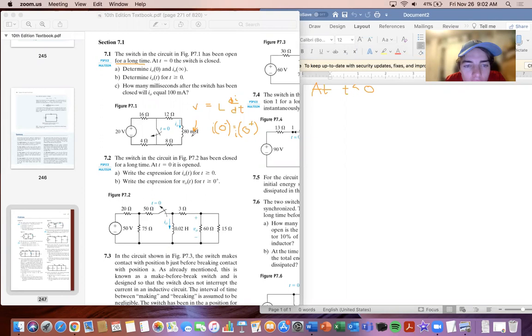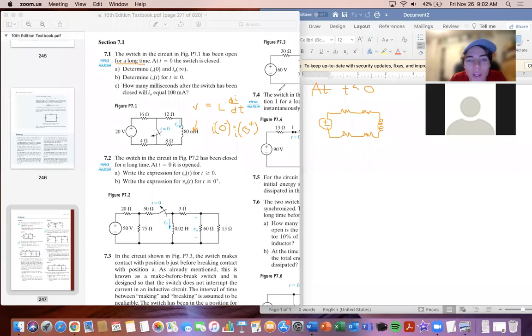Okay, so let's do time less than 0. Our circuit is going to look something like this. We're going to have our voltage source, one resistor here, one resistor here, an inductor, and then one resistor here and one resistor here. And I'm going to label these. What we have here at time less than 0 is our 16 ohm, our 12 ohm, and then our 4 and our 8, and our inductor is 80 millihenries.